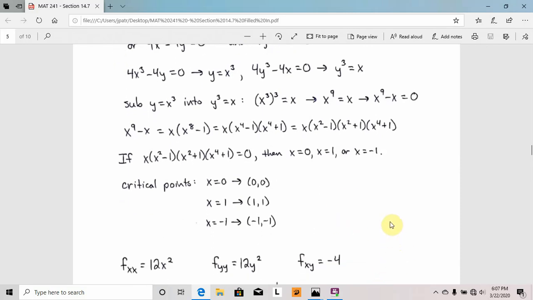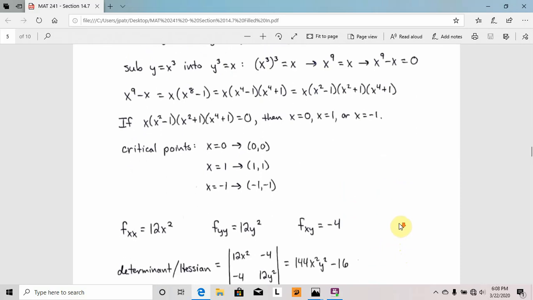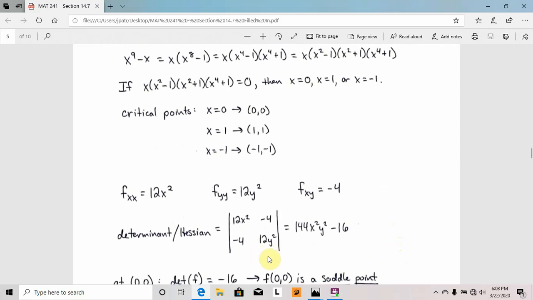So you need these 3. If you take the second partial with respect to x, it's 12x squared. Second partial with respect to y is 12y squared. And then if you take the partial with respect to x and then the partial with respect to y, you get negative 4. Okay, well then the determinant, or Hessian, there's fxx, there's fyy, and there's fxy, and then there it is again. You get that determinant, it's 144 x squared y squared minus 16.